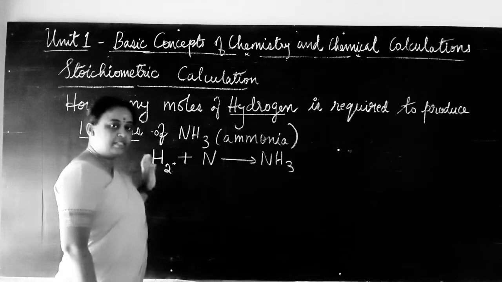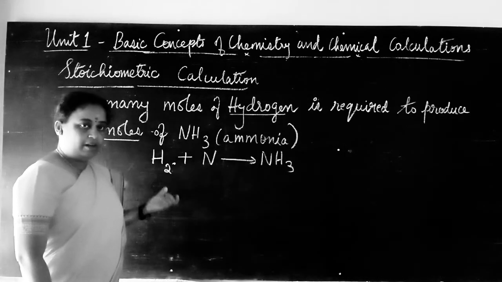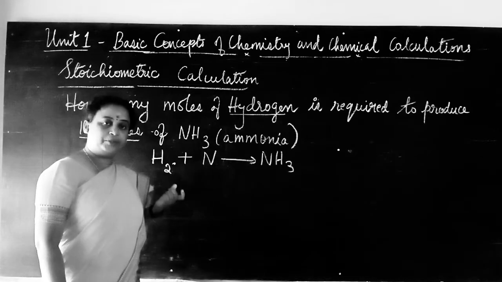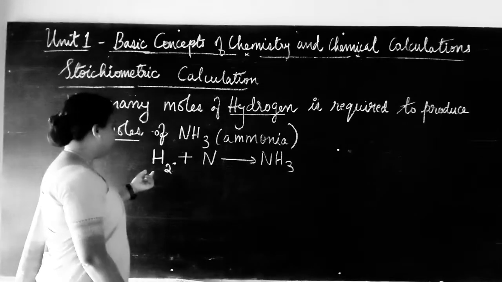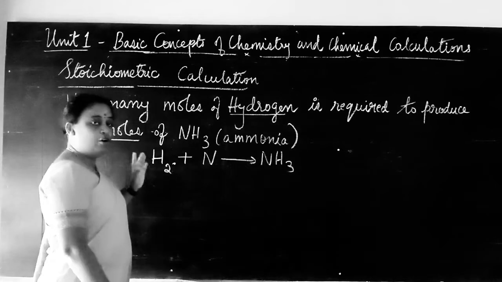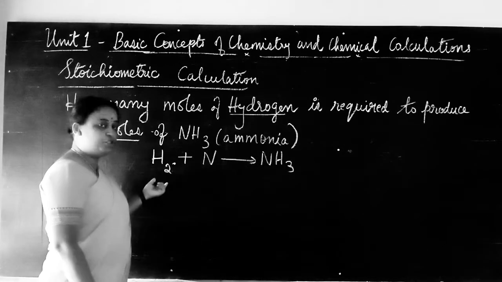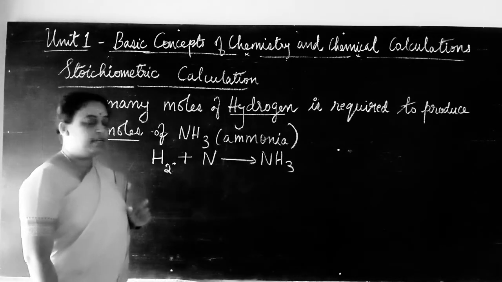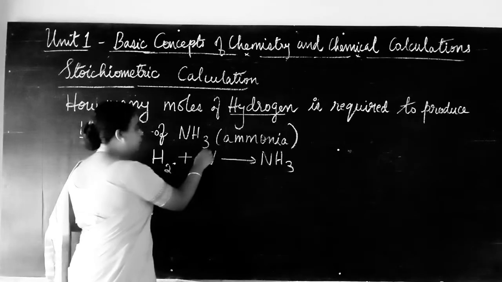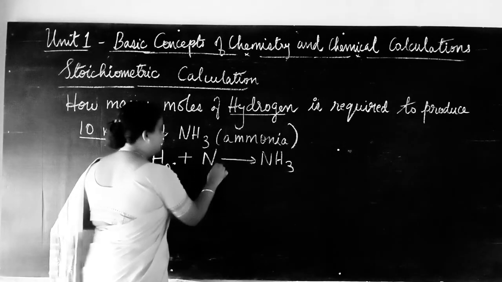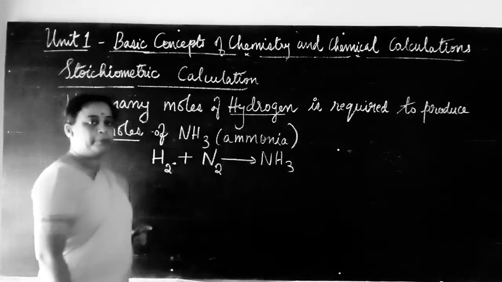H2 is the formula for the hydrogen molecule. You will not represent it as just a single H. Always hydrogen will be represented as H2 because hydrogen is a diatomic molecule. Likewise, nitrogen is also a diatomic molecule, so it is also represented as N2.